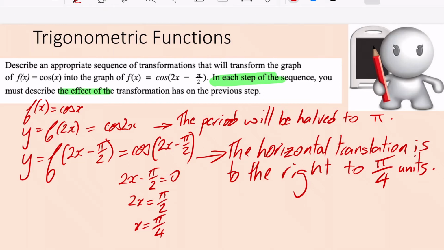Okay. So describe an appropriate sequence of transformations that will transform the graph. In each step, you must describe the effect. Yeah, and I think I've done that well. All right. Alright, so probably the reason why I chose this as an interesting question is because a lot of people might have gotten the dilation right, but then they might have made a mistake by saying that the translation is to pi on 2. It's actually to pi on 4, okay? And if you follow the working out.